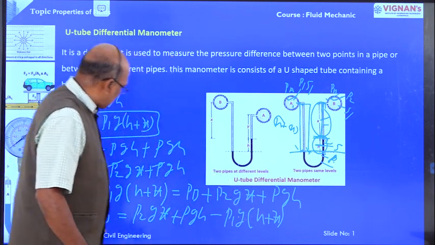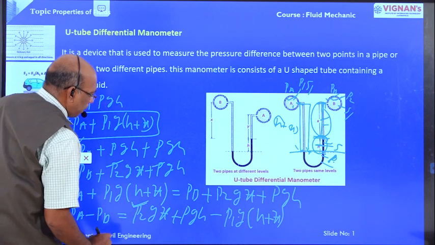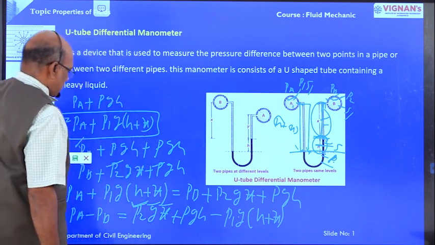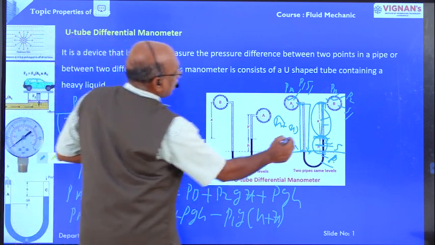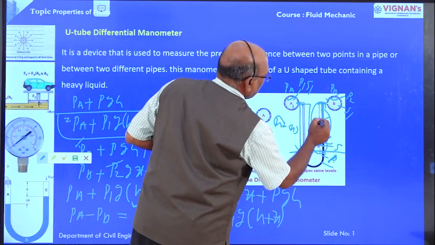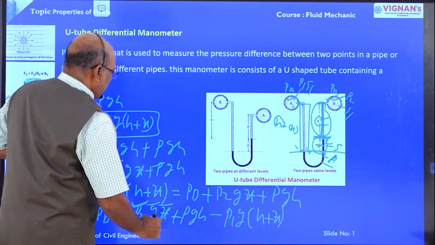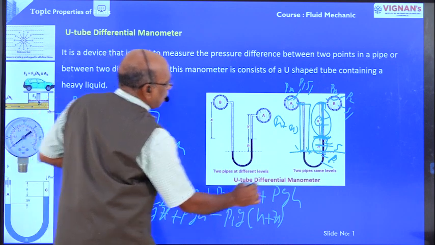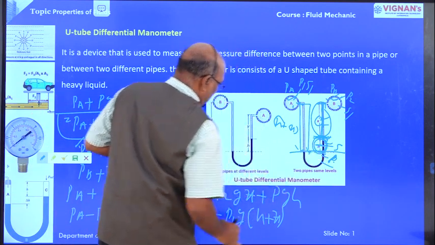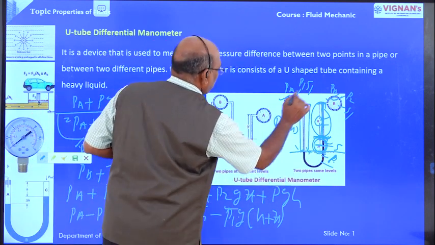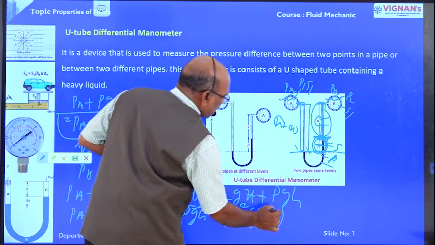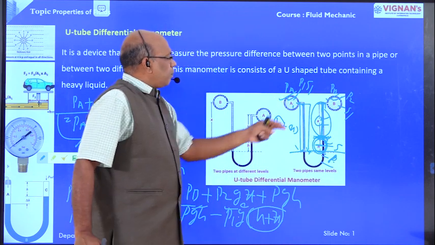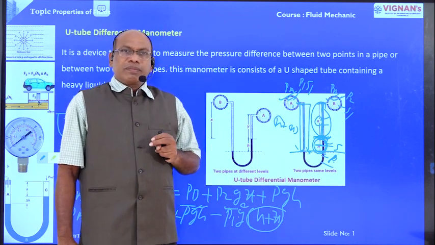Here rho 2 is the density of the flowing liquid in pipe B, G is the acceleration due to gravity, X is the liquid level in pipe B, and rho is the density of the heavy liquid, G is the acceleration due to gravity, H is the mercury level, the heavy liquid level, and rho 1 is the density of the flowing liquid in pipe A, G is the acceleration due to gravity, H plus X is the total depth of the liquid column on the left side. Right?